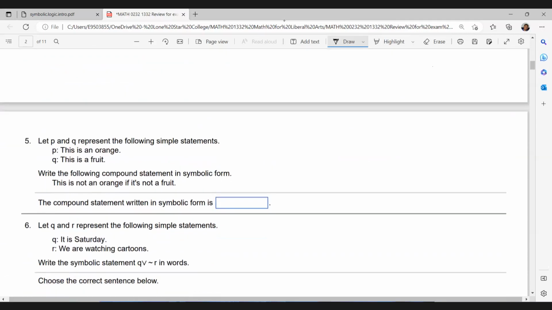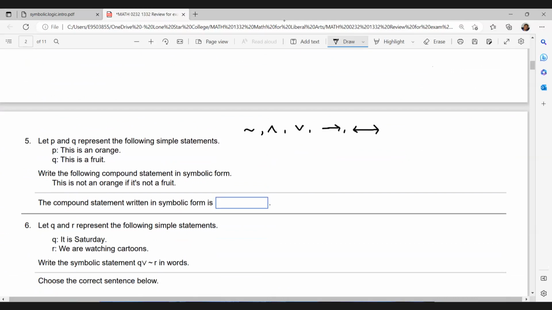Let P and Q represent the following simple statements. This is an orange. This is a fruit. We have a compound statement, so we're going to use and, or, if and then, and of course if we need to use the if and only if. And of course let's not forget about our negation. So let's see what we have. This is not an orange if it's not a, if, okay, so this is a conditional.